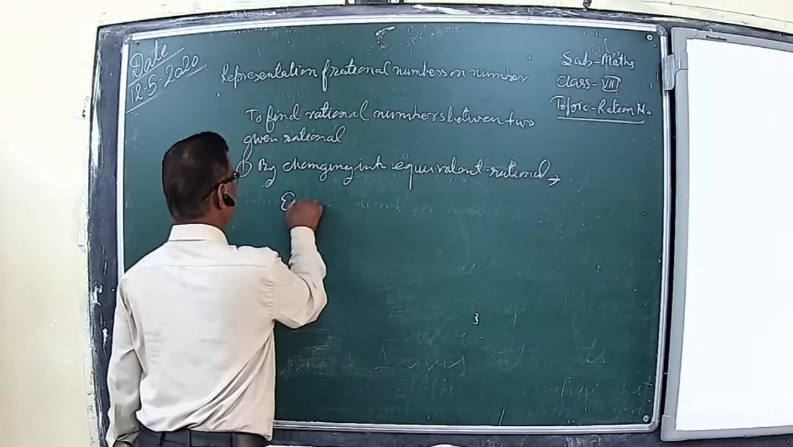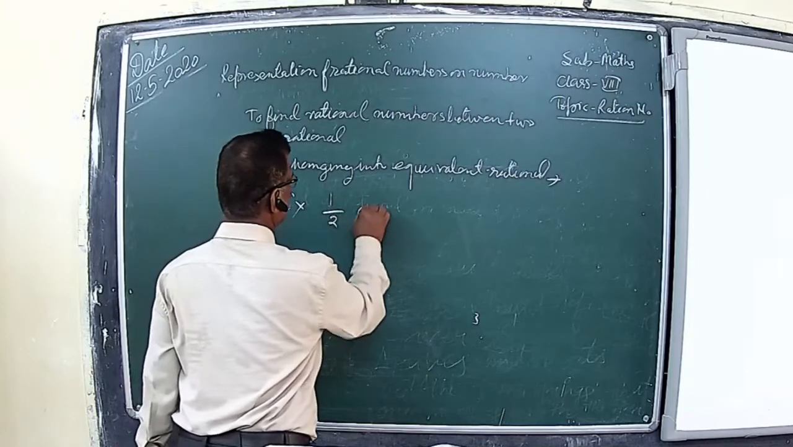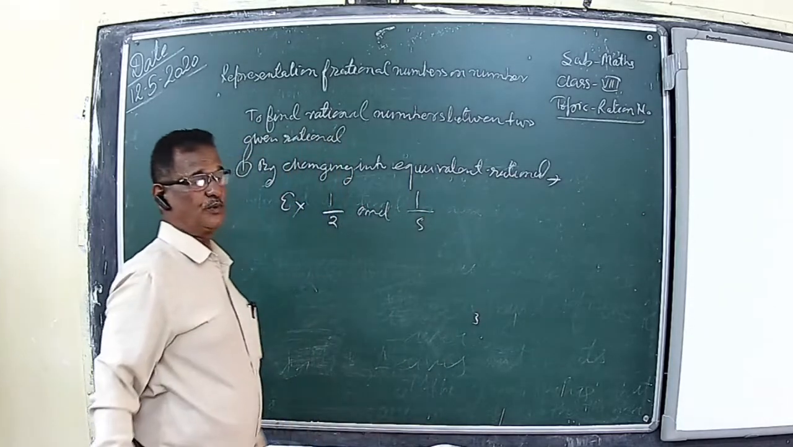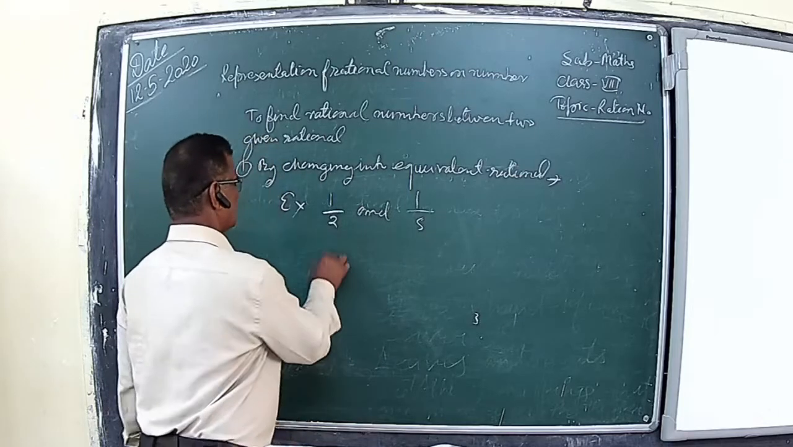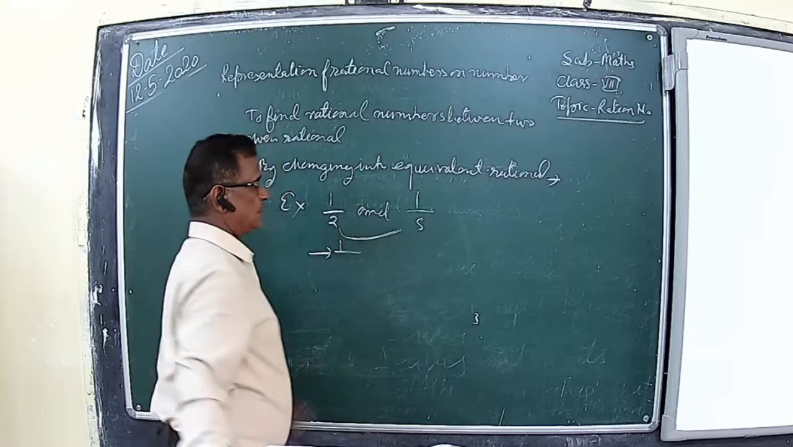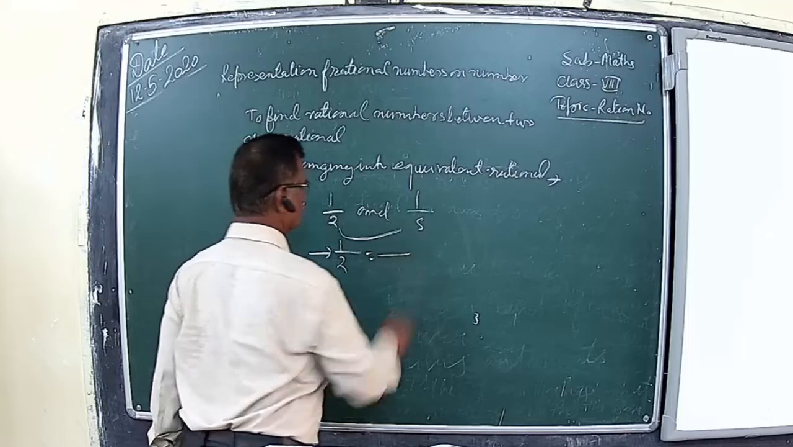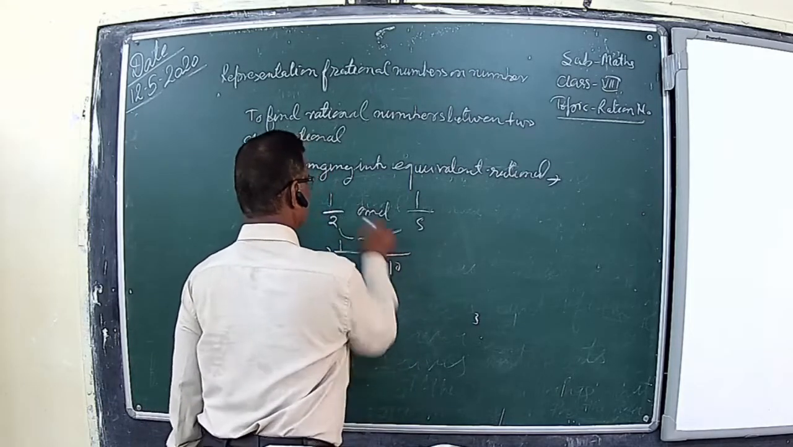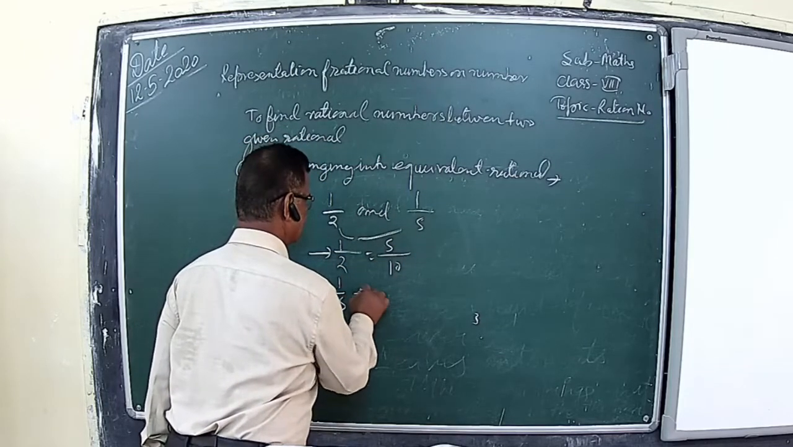For example, suppose you have 1 by 2 and 1 by 5. You have to find a rational number between these two rational numbers. So change them into equivalent fractions. The LCM is 10. So change 1 by 2 into a fraction whose denominator is 10, that is 5 upon 10, and 1 upon 5 is also changed.